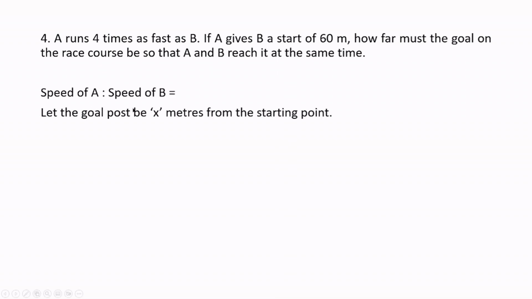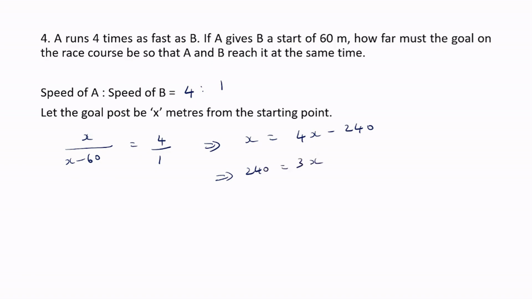So speed of A is to speed of B is given, it is 4:1. And let us assume the goalpost is x meters from the starting point. So in the same time, when A runs x meters, B runs x minus 60 meters. So this ratio is equal to 4/1. From this we get x is equal to 4x minus 240, or 240 equal to 4x minus x, which is 3.